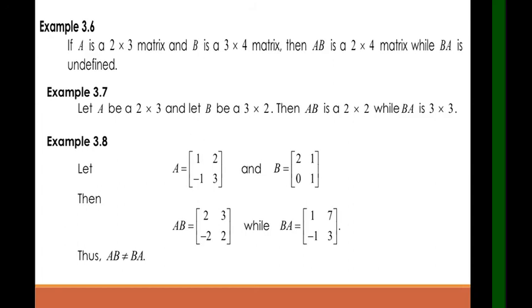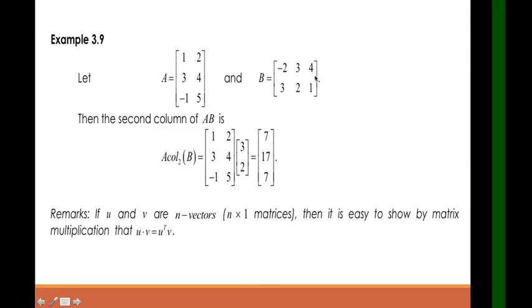Okay? Now, let A be equal to the square bracket of 1, 2, 3, 4, negative 1, and 5, and B is equal to the square bracket of negative 2, 3, 4, 3, 2, and 1. Okay? Then the second column of AB, we're talking about the second column of AB, is A times column 2 of B. So A is this one, and the second column of B is 3, 2. Yun ang pinag-uusapan natin.